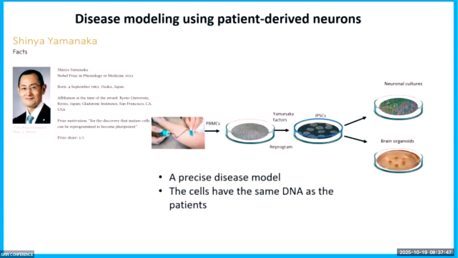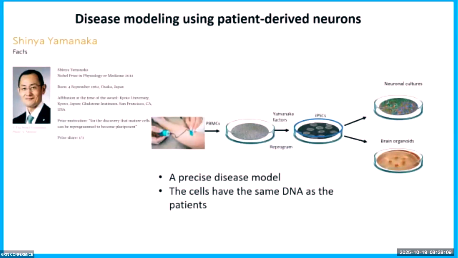So here these are the PBMCs from the blood. We isolate the PBMCs, these are the white blood cells. And then we reprogram them using the Yamanaka factors into induced pluripotent stem cells. And then we can either differentiate them into monolayer neuronal cultures, or 3D brain organoids.